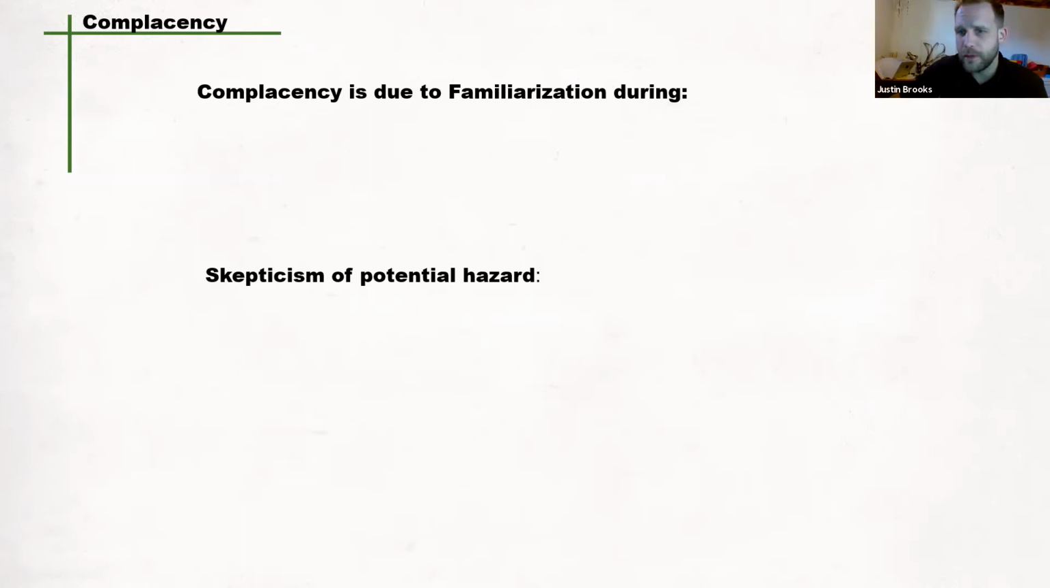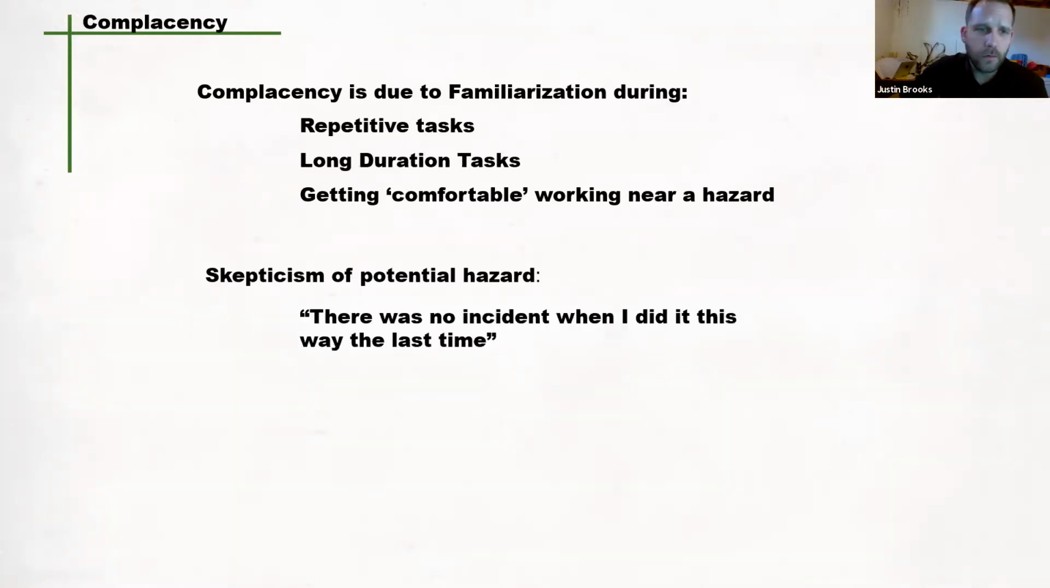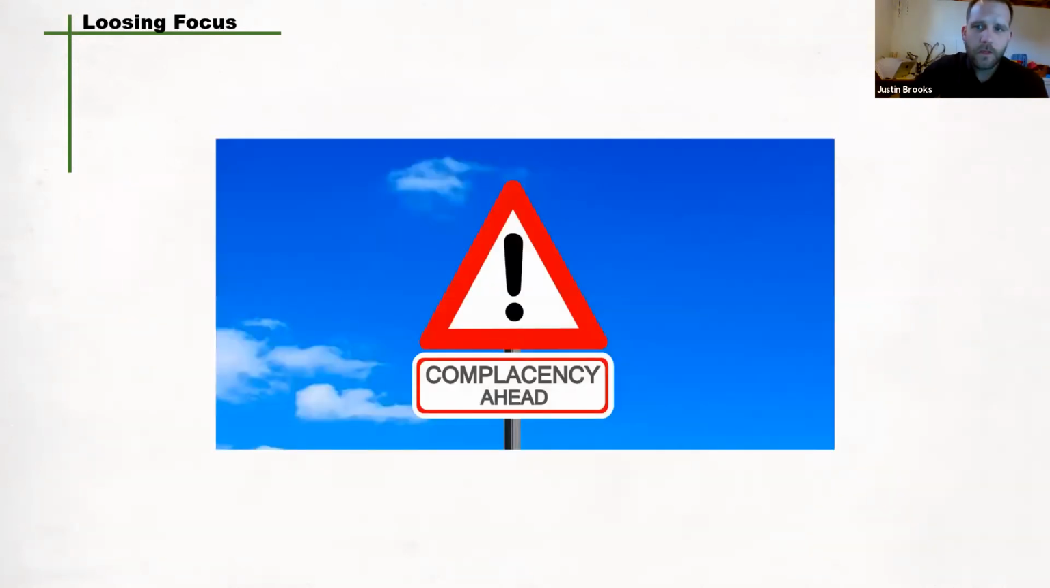Complacency is due to familiarization: doing repetitive tasks, long duration tasks, getting comfortable working near a hazard. And skepticism of potential hazards is always, there was no incident when I did it this way last time. The potential for work execution without having to refocus or refresh can create a blindness to the hazard and risks, thereby increasing risk tolerance due to familiarity.